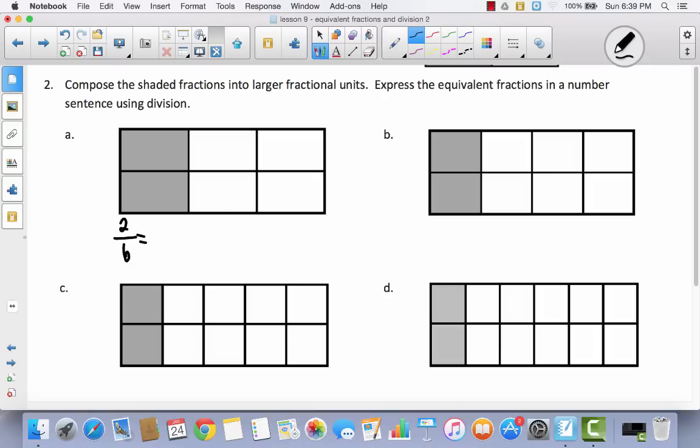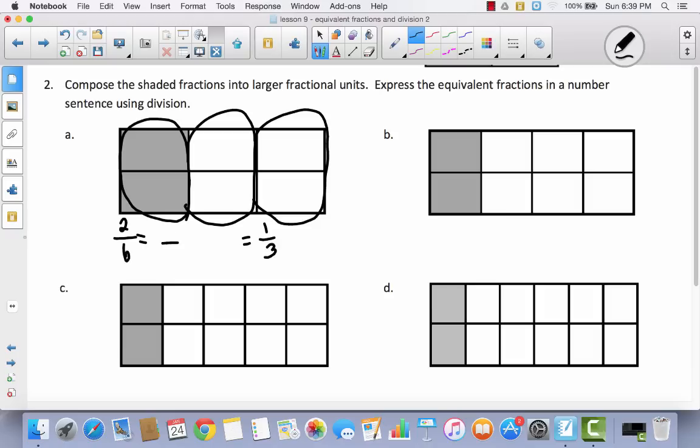So now I have to compose these fractions into larger units. If I group 2 together like this, and I say, okay, those 2 go together, and these 2 go together, and these 2 go together, because remember, you have to have equal groups. So now, instead of this saying 2 out of 6, I can look at this as 1 out of 1, 2, 3. So I've got 2/6 is equal to 1/3.